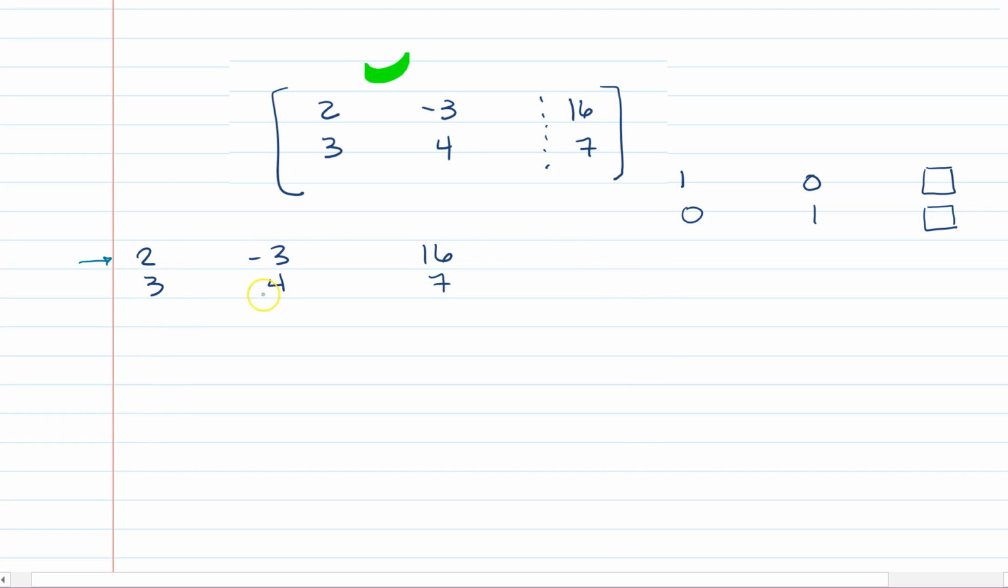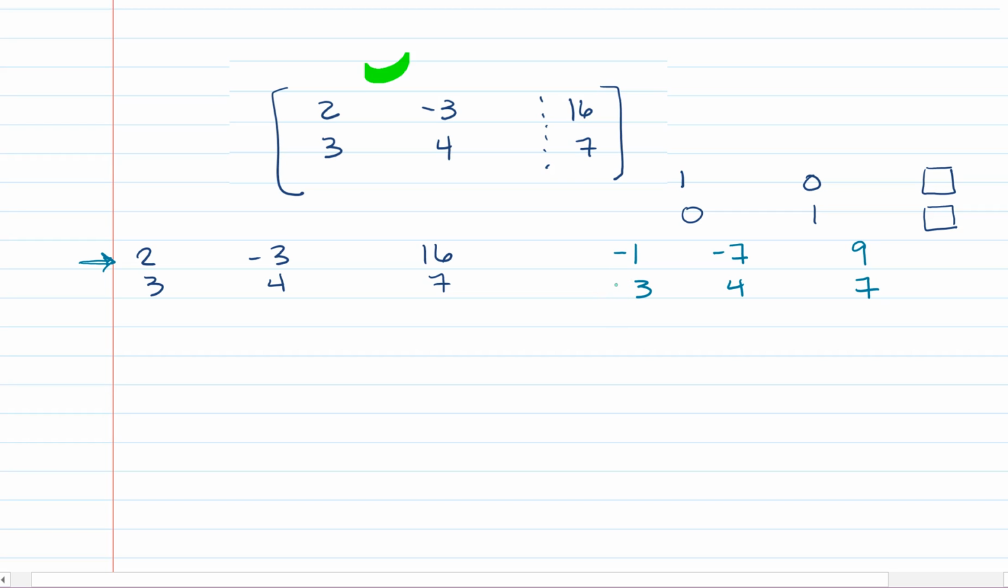Since I'm working on the first row, my second row stays the same. So what is 2 minus 3? Remember, I'm working on the first row. 2 minus 3 is -1. What is -3 minus 4? -3 minus 4 is -7. And what is 16 minus 7? It is 9.